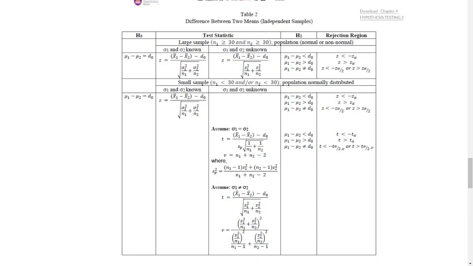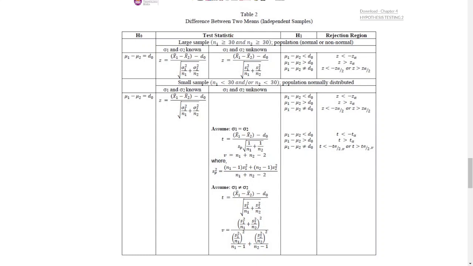Yang tu clear macam mana nak gunakan Z. Okay, the next thing that we're going to look at is the second part here. For the second part, you have small sample size. And of course, again, you have sigma 1 and sigma 2 known and sigma 1 and sigma 2 unknown. If sigma 1 and sigma 2 are known, even though you have small sample size, assuming that the population is normally distributed, you can use the Z test.